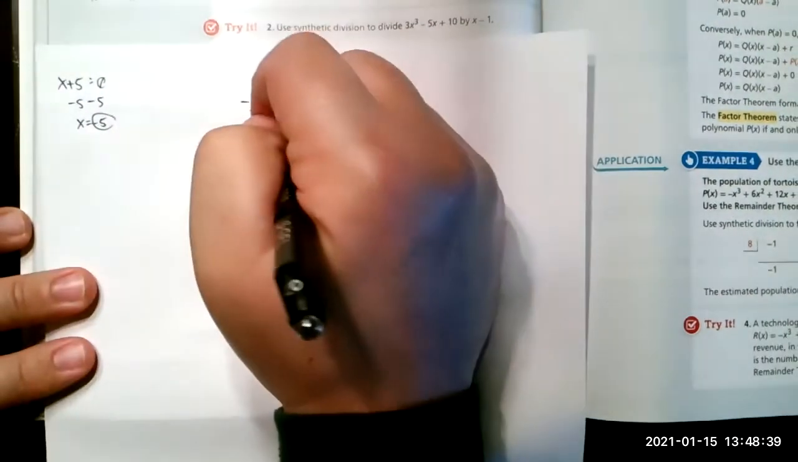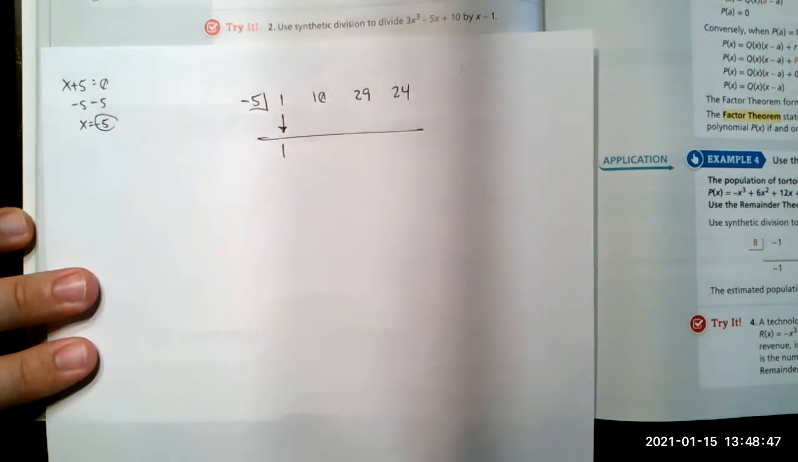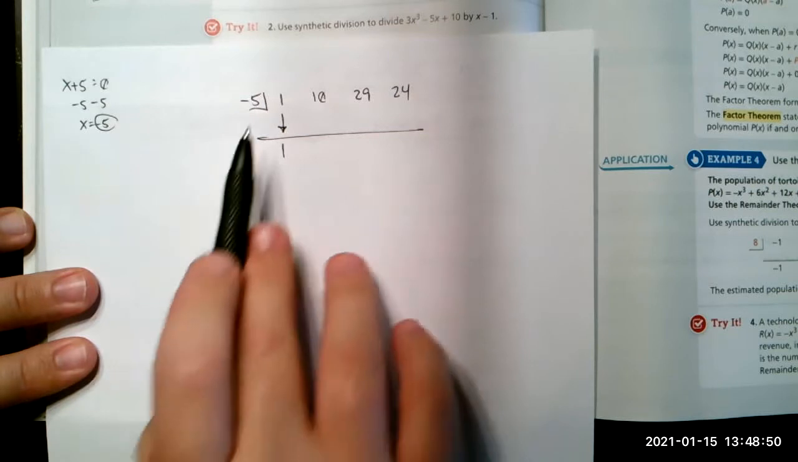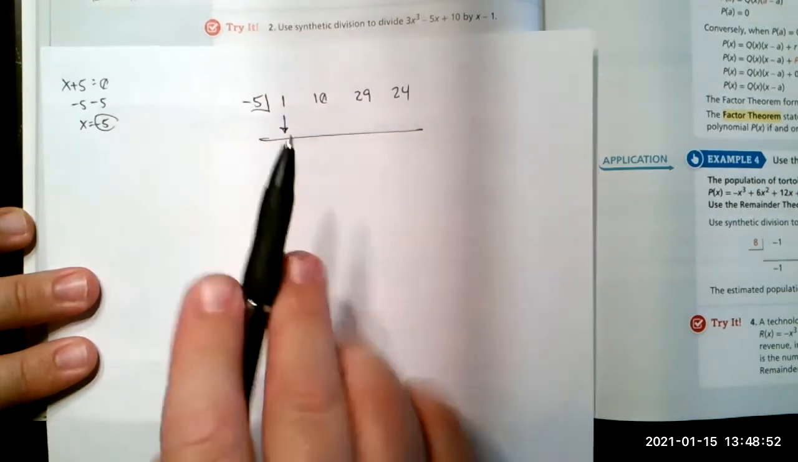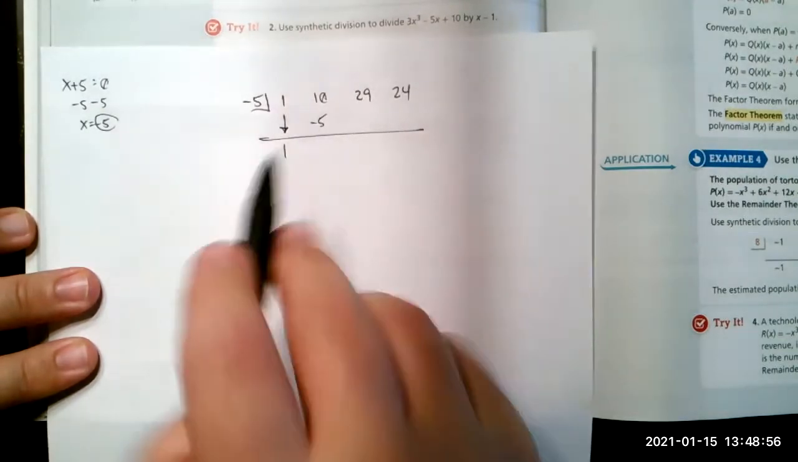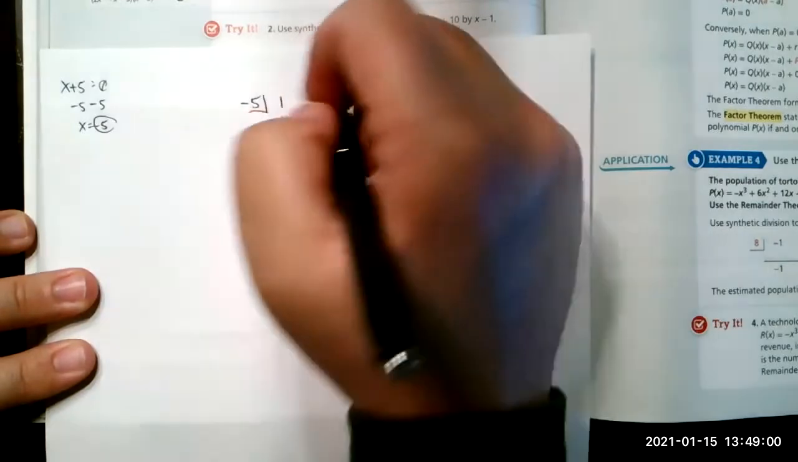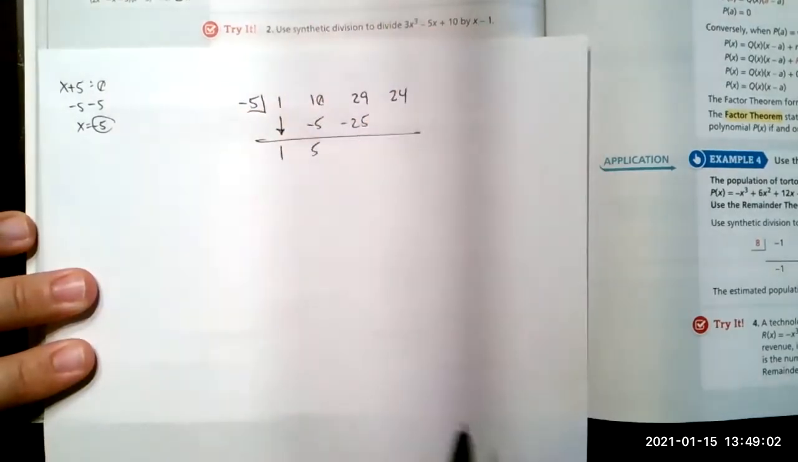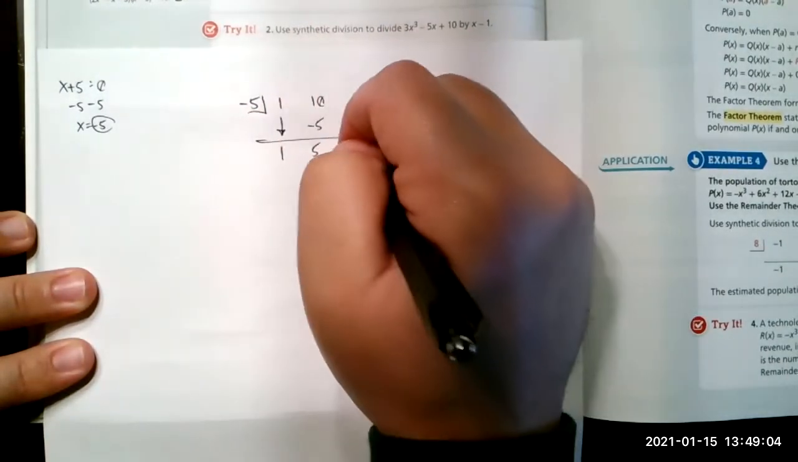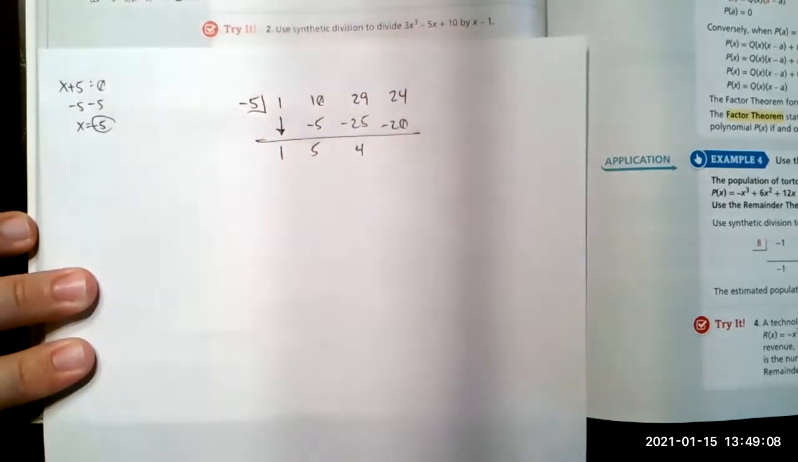Here's how it works. Drop that leading coefficient down below the line. And remember, this is just multiply, add, multiply, add, multiply, add over and over and over. So you're going to multiply -5 times 1 is -5, and then add. And then multiply, and then add. And then multiply, and then add.